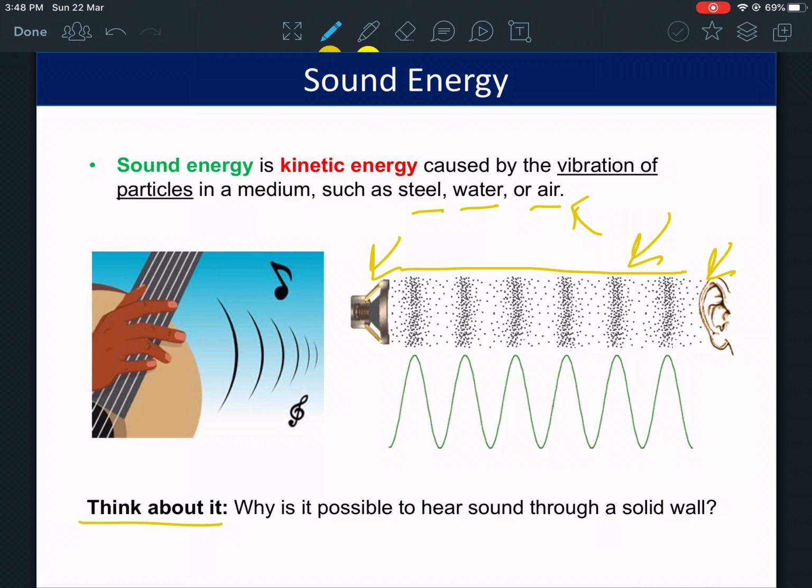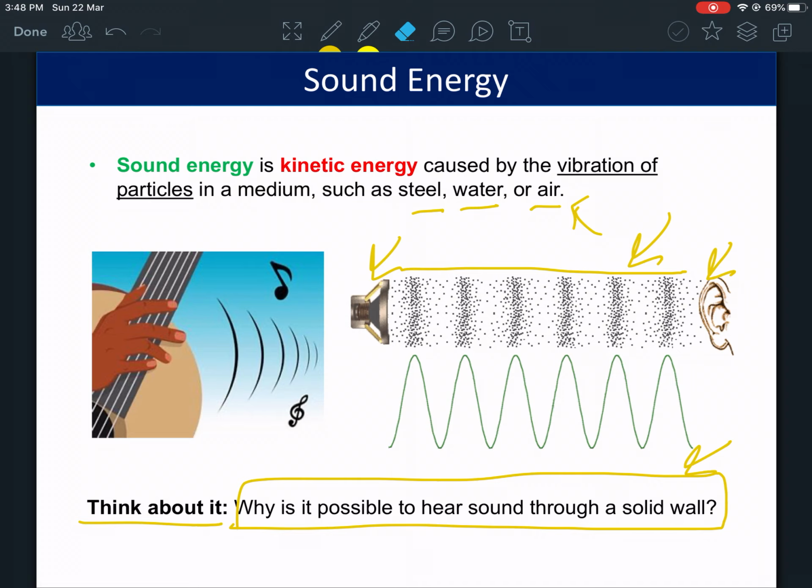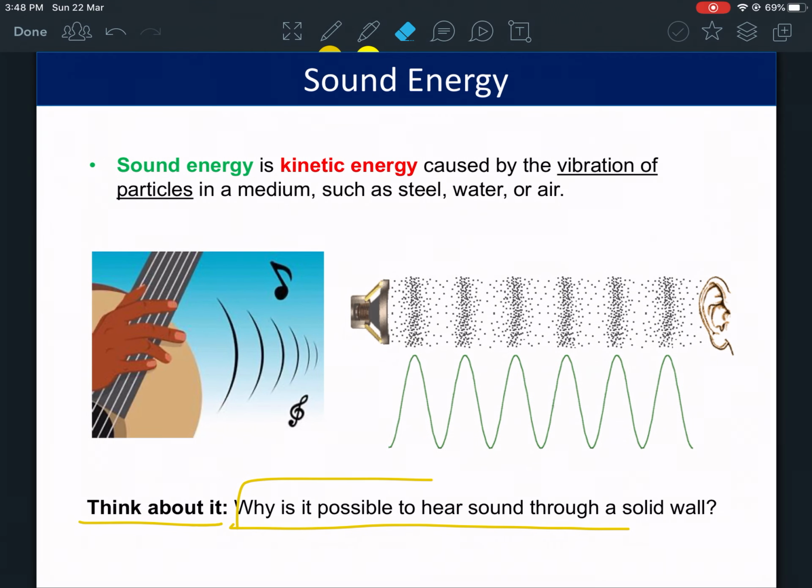So here they ask you, think about it. Why is it possible to hear sound through a solid wall? Because the particles vibrate through the wall. Okay? So this is basically sound energy. Anything that you hear comes from sound energy.